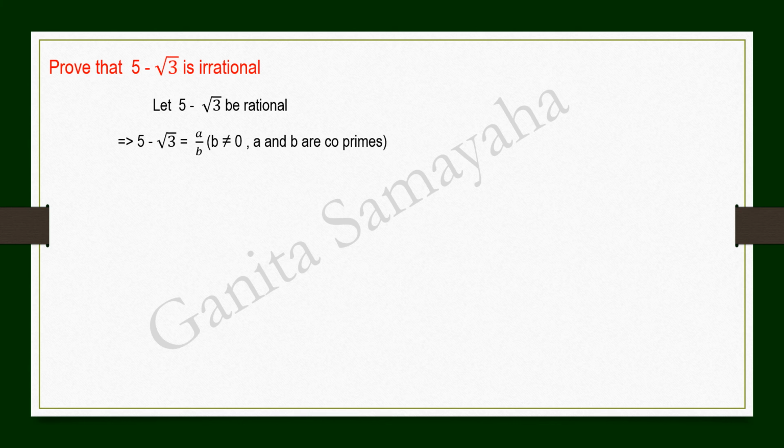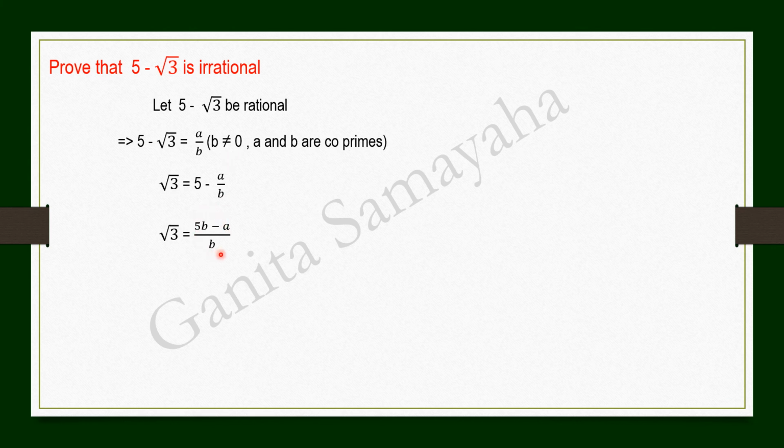Now we have to find out the value of root 3 in terms of all these. That means we are going to simplify this. So we have root 3 equal to 5 minus a by b, or on further simplification we have root 3 equal to (5b minus a) by b. Okay. So here we know a and b are integers. So 5b minus a will also be an integer, and b is already an integer. So we have got this of the form p by q, where p and q are integers. We have already specified b not equal to 0.